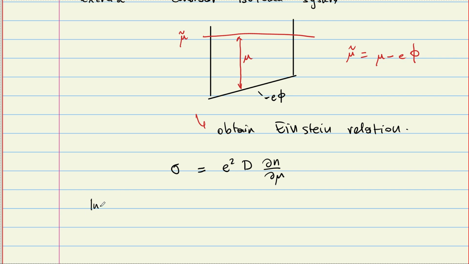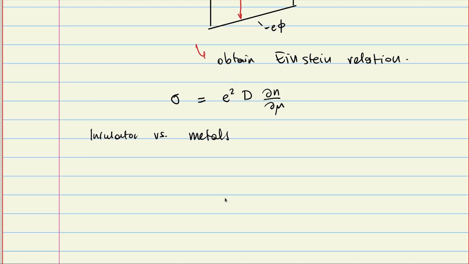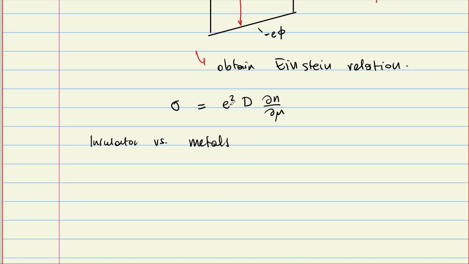So, insulators versus metals. Since e is the electron charge, I cannot take it to be zero, right? Either D can be zero or ∂μ/∂N can be zero. And these are two different kinds of insulators.